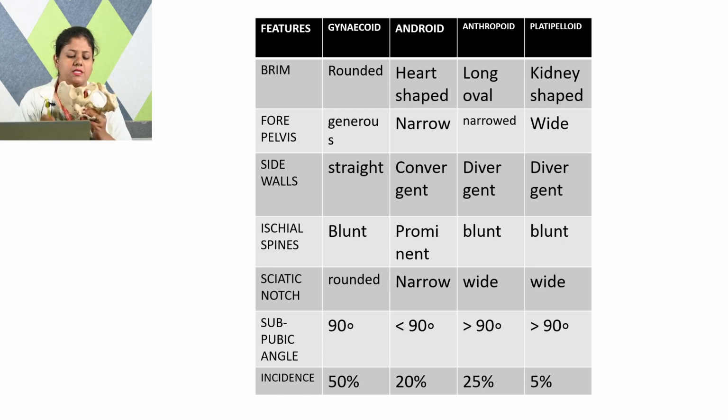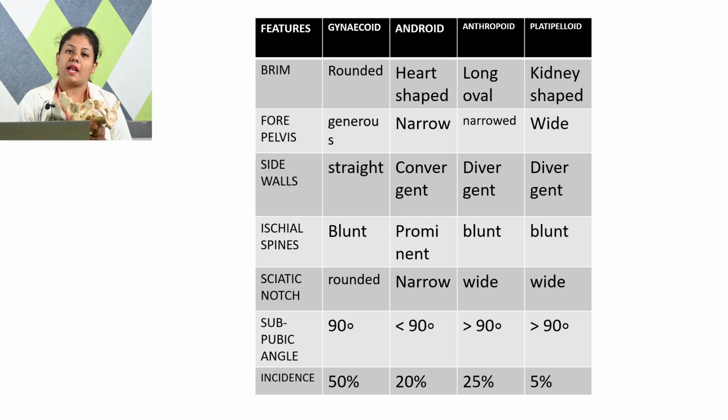Ischial spines. So these are the ischial spines, which denote the station of the baby when we do the per vaginal examination while doing a normal vaginal birth. So what do we measure? These are the ischial spines, and on the ischial spines we can recognize the station of the baby.